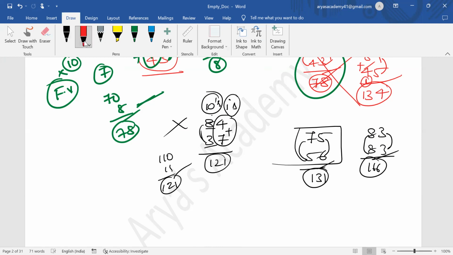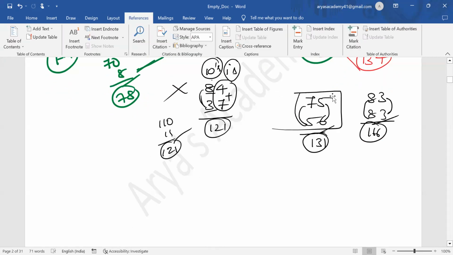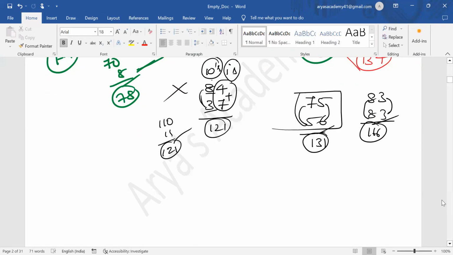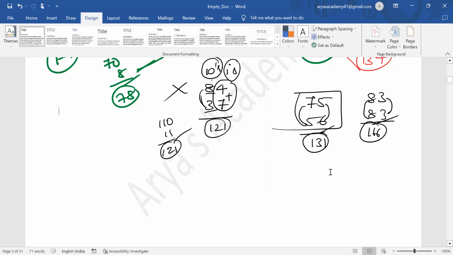So let me take one more example. Let me consider 59 and 68. So you know this is 10 and 1. 5 plus 6, 11. 11 multiplied by 10, 110. So we have 110.